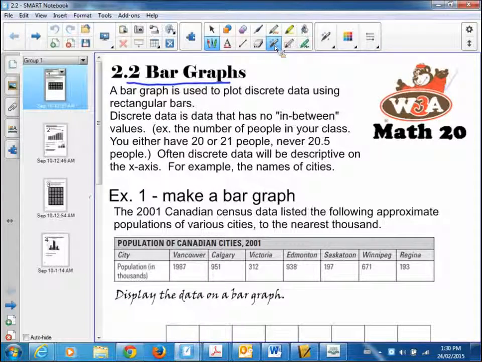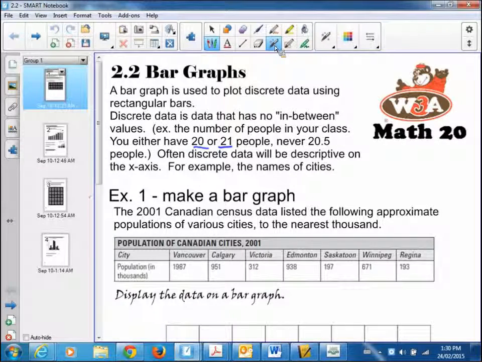Anyways, bar graphs. There's a difference between histograms and bar graphs that we're going to get to. A bar graph, though, is used to plot discrete data. What do I mean by discrete data? Discrete data has no in-between values. So the number of people in your class, you either have 20 or 21 people, never 20 and a half, right? It's one or the other, no in-betweens.